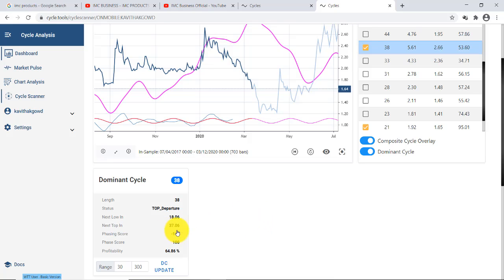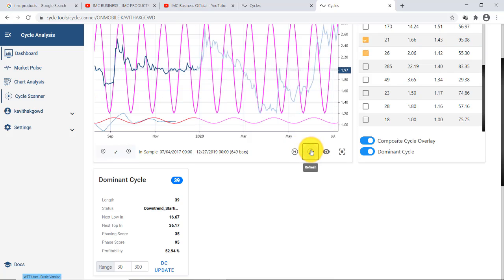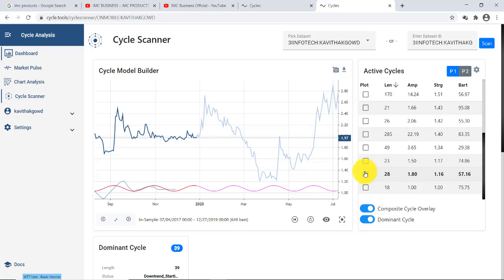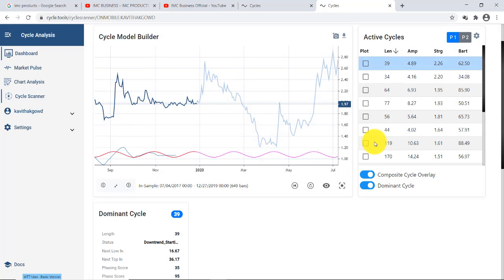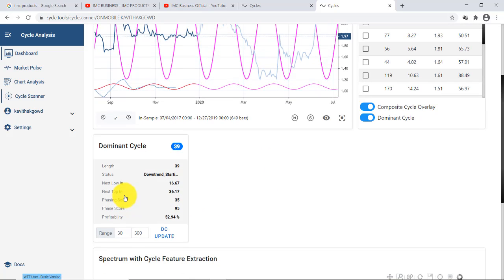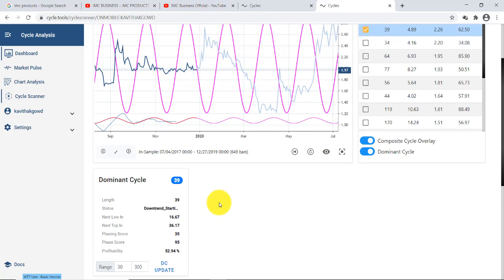So we have to check this value again. So we apply some other phases too. 39. So phasing score is 35 and phase score is 95. Value is here.